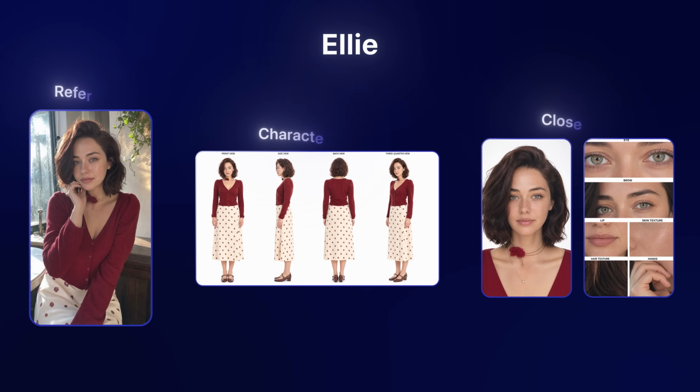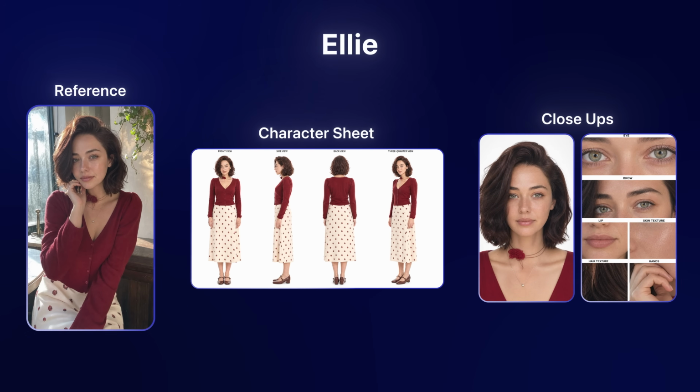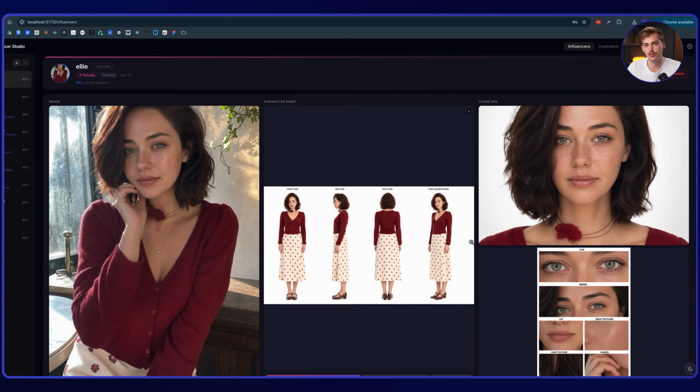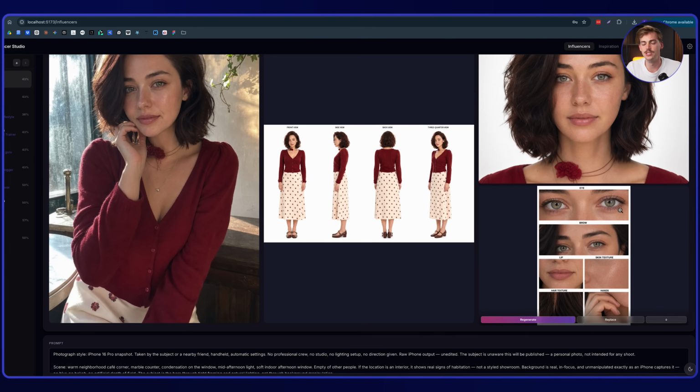And now after this is done generating, you will have a complete character sheet, close-ups, and even a feature sheet of your character, which we can then use for any type of image and video creation. Now you have the foundation of your influencer. So we have the character sheet, the close-up, and also the features.